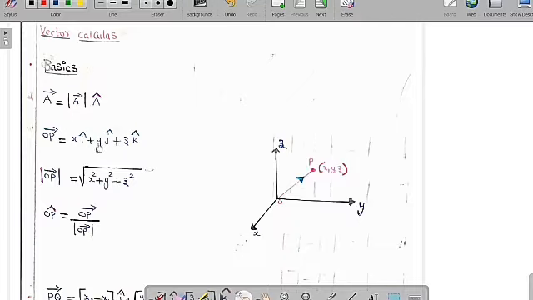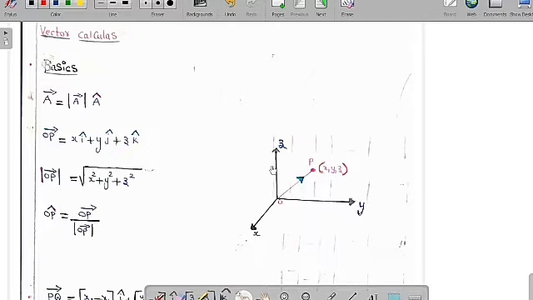Now suppose there is some vector OP bar which is equal to xi cap plus yj cap plus zk cap, in a three coordinate system x, y, z. This is a right hand coordinate system, because if you do the cross product of x and y, we get the direction of the z axis. So in the right hand coordinate system, there is a point P which is (x, y, z). If you draw a straight line from the origin to that point, the vector joining the origin and that point is called a position vector.